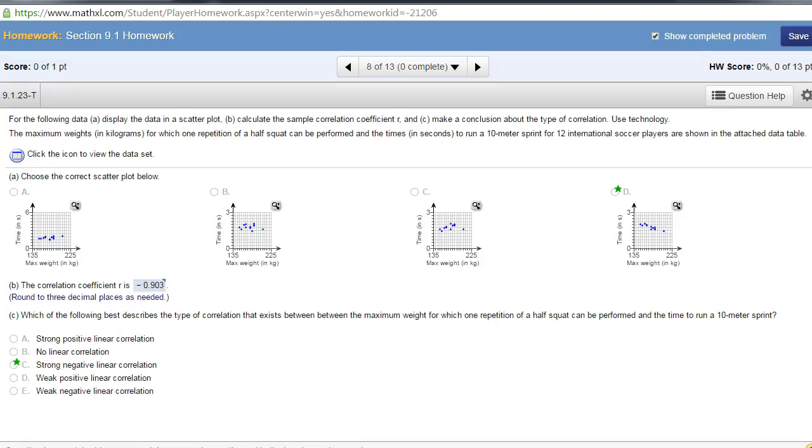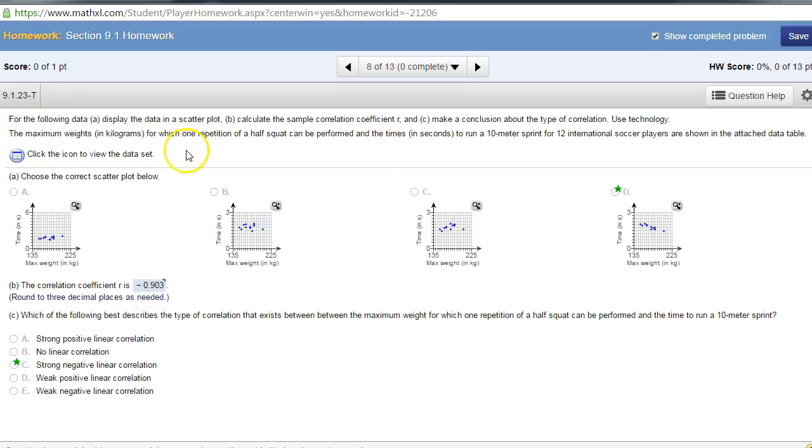Today we're going to be talking about section 9.1, and that's going to be regression and correlation. So let's look at the first problem here. For the following data, display the data in a scatter plot, that's one. Calculate the sample correlation coefficient and make a conclusion about the type of correlation. They're asking us to use the technology here. I'm going to be using StatCrunch.